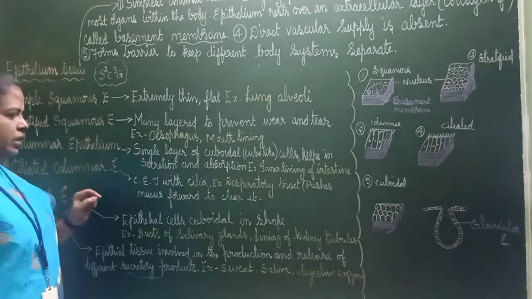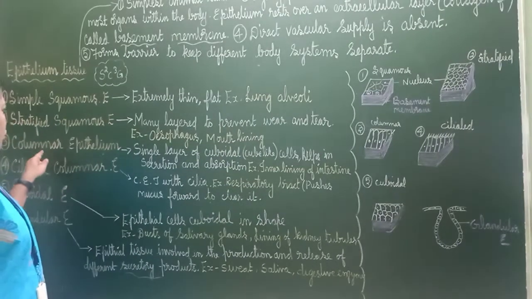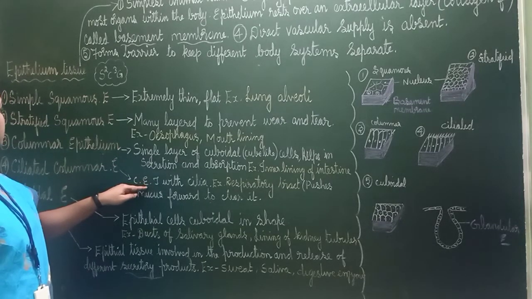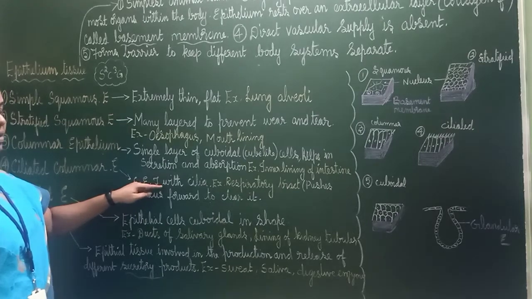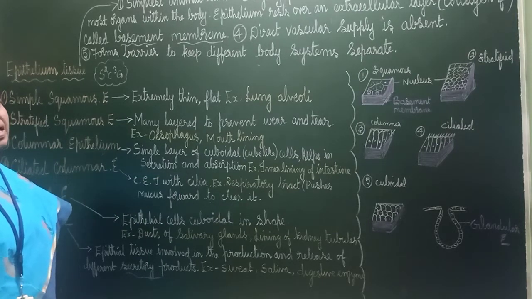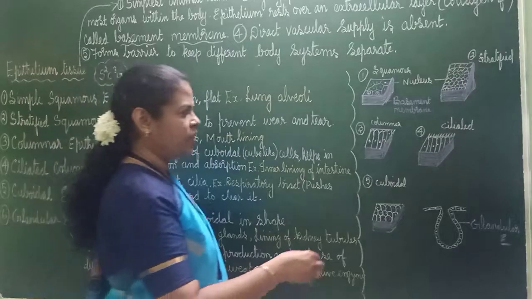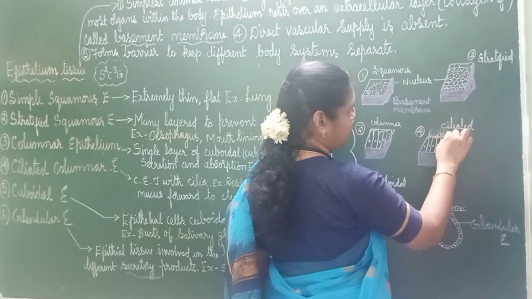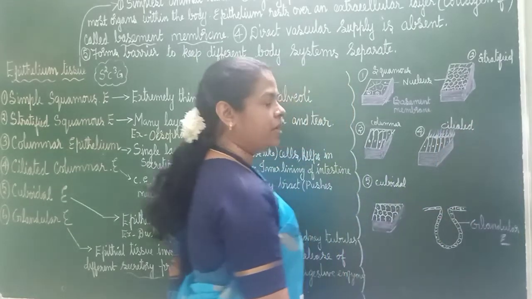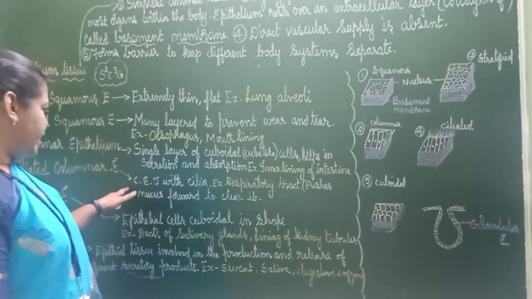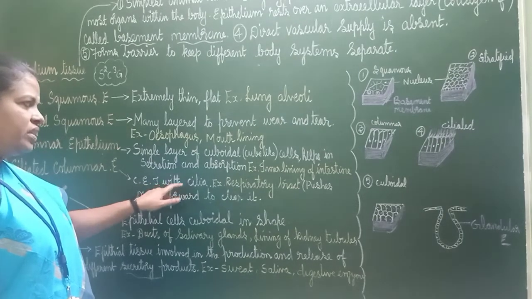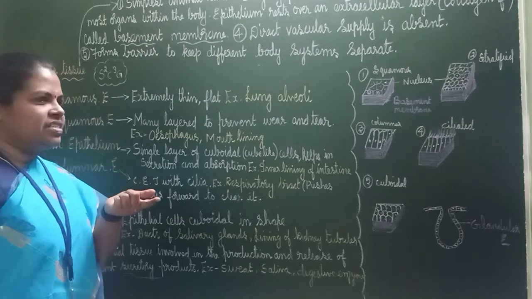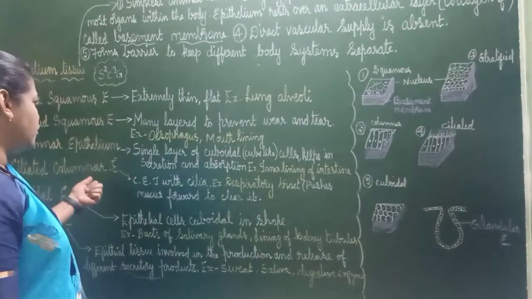Ciliated columnar epithelium. Same columnar epithelium tissue, I have written the short form, but with cilia. What is cilia? Cilia are hair-like structures. So the same thing I have drawn and I have put these hair-like structures. They are cilia. So ciliated columnar epithelium with cilia is in our respiratory tract. In the respiratory tract, this ciliated columnar is there.